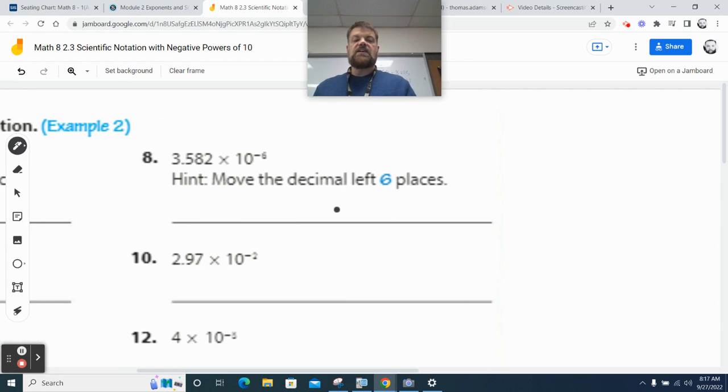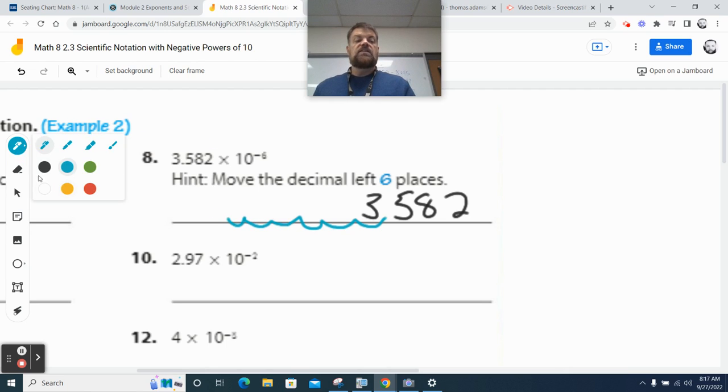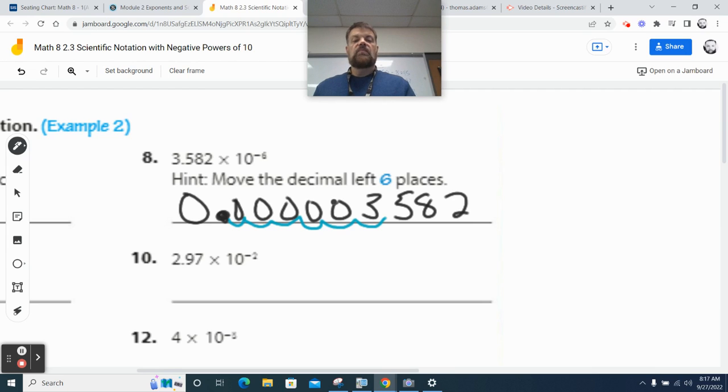That's a -6. So I'm going to write down 3, 5, 8, 2. I'm going to go 6 units from where the decimal point is: 1, 2, 3, 4, 5, 6. This is where my decimal point goes. Put a 0 in front and then a 0 for every space. So there should be 5 zeros from the decimal point: 1, 2, 3, 4, 5. Good.